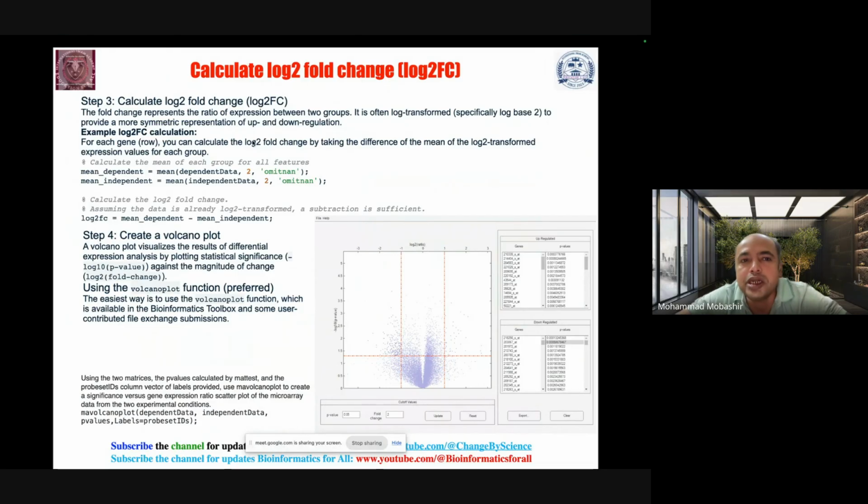So the fold change represents the ratio of expression between two groups. It is often log transformed to provide a more symmetric representation of up and down regulation. Examples of log2 fold change calculations are here. As I have already mentioned, you need to take the mean values and then go for some kind of plots, because before you say whether it is up or down regulated, you need to see two parameters.